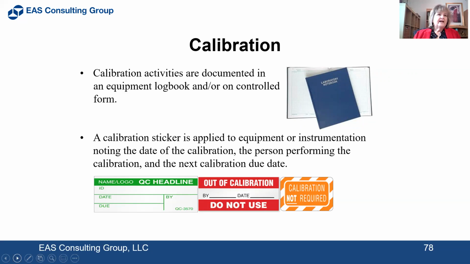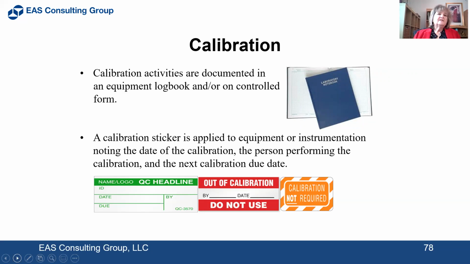On the sticker that has the calibration, you're going to have your ID number. You're going to have the date that the calibration was performed, who performed it, and when the next calibration is due. And that's what you need on that piece of instrument.